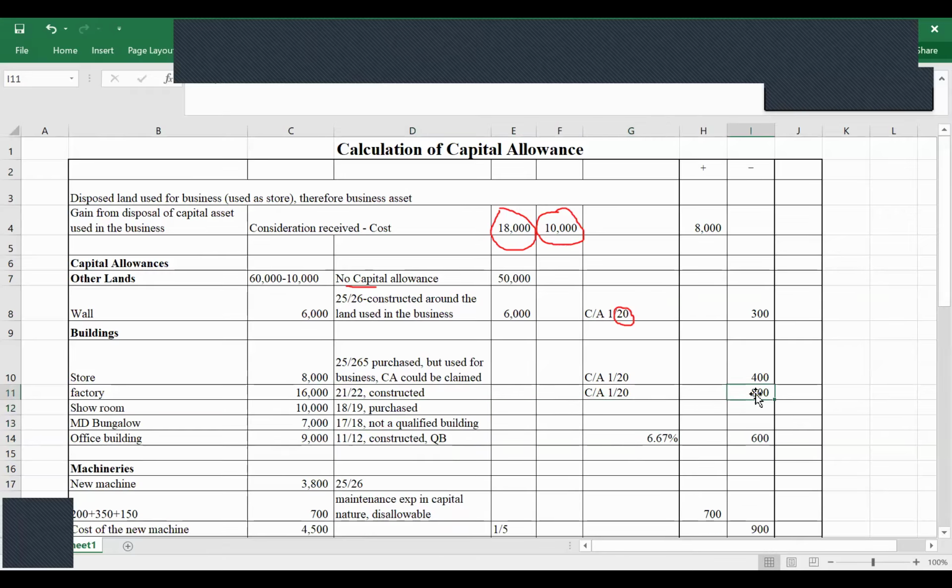So what we have to do is divide it by 20. 10 million, we can divide it by 20 to calculate the capital allowance.